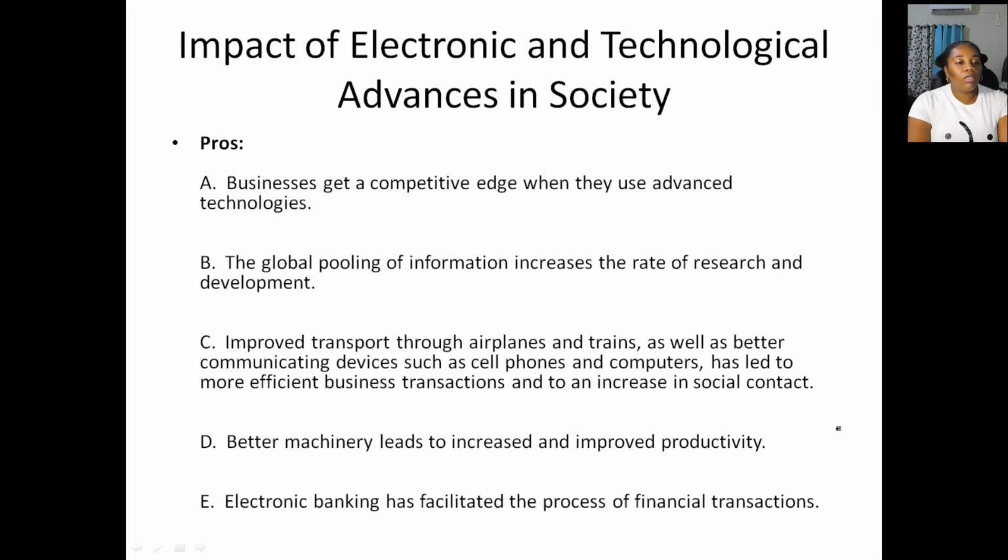Now, impact of electronic and technological advances in society. Pros: businesses get a competitive edge when they use advanced technologies. The global pooling of information increases the rate of research and development. Improved transport through airplanes and trains, as well as better communicating devices such as cell phones and computers, has led to more efficient business transactions and to an increase in social contact. Better machinery leads to increased and improved productivity. Electronic banking has facilitated the process of financial transactions.